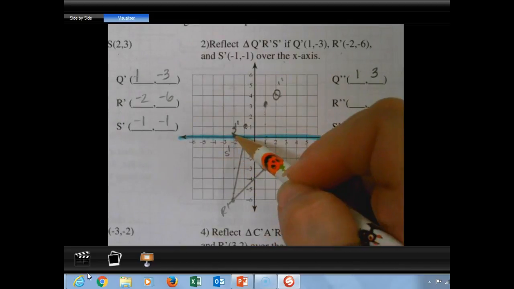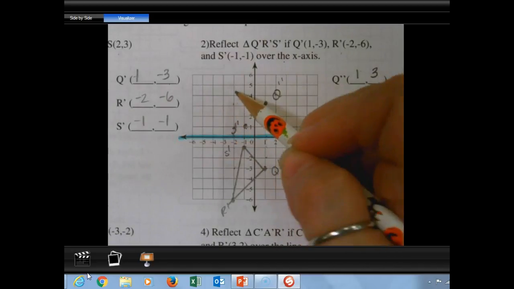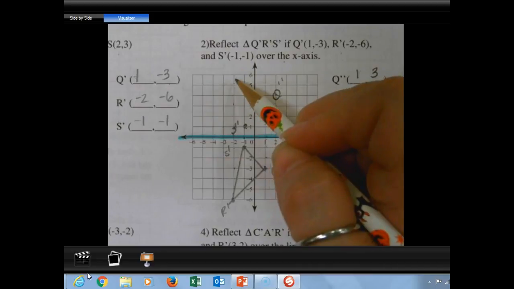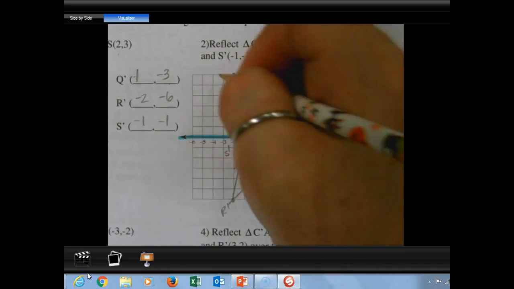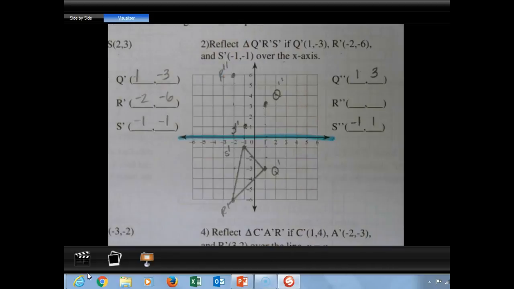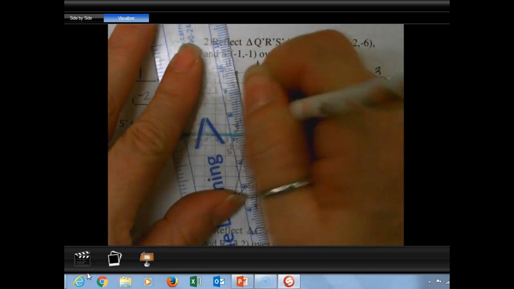So then to complete my reflection, I have to continue. How many spaces up? 6. So let's count them. 1, 2, 3, 4, 5, 6. Here we go. And what do I label that? R. R what? R prime. Prime. R prime. It's your second movement. Okay, so take your straight edge and connect those points.